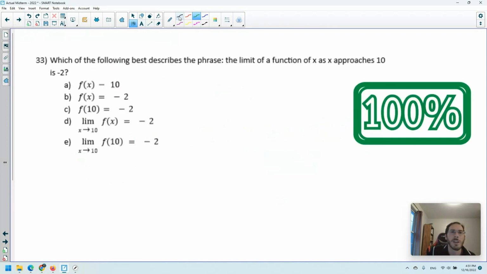All right, and then last one. Everyone got the last one right, so always good to end on one that everyone gets right. Which of the following best describes the phrase, the limit of a function of x as x approaches 10 is 2. So that's going to be choice D. So again, everyone got that right. No one got tricked with E. I thought some people were going to get tricked with E, but nobody got tricked with E, which is nice.